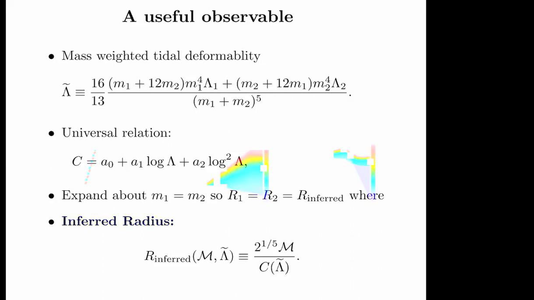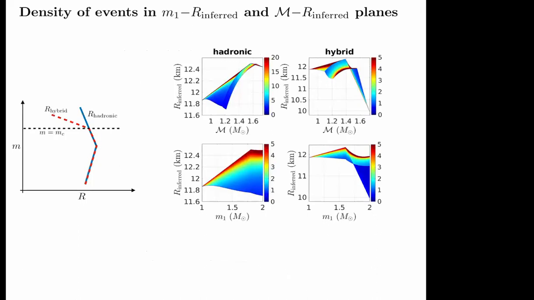So, to be a little more specific about this now, suppose I take two of my piecewise linear curves here, a hadronic MR curve and a hybrid MR curve. And then I look at the density of events I should expect in, say, the chirp mass inferred radius plane or the M1 inferred radius plane. This is what you'd expect for the density of events. Let's just focus on the top two plots for the moment.